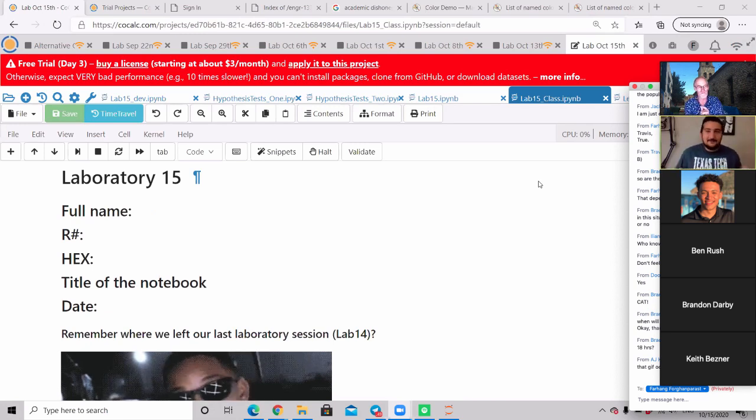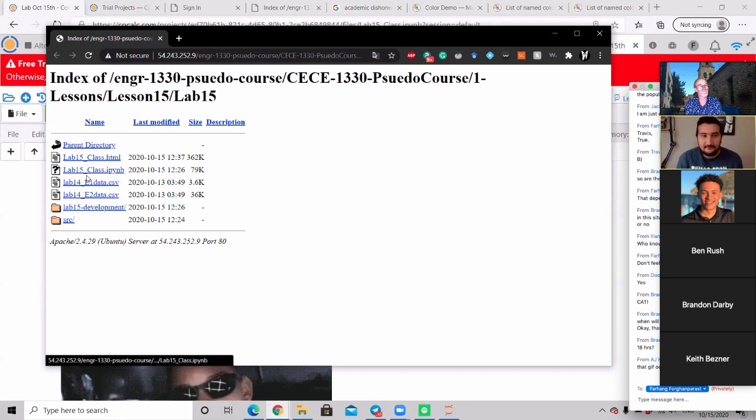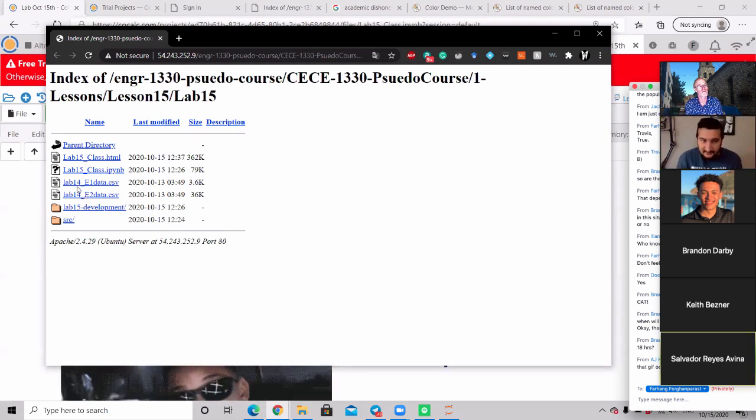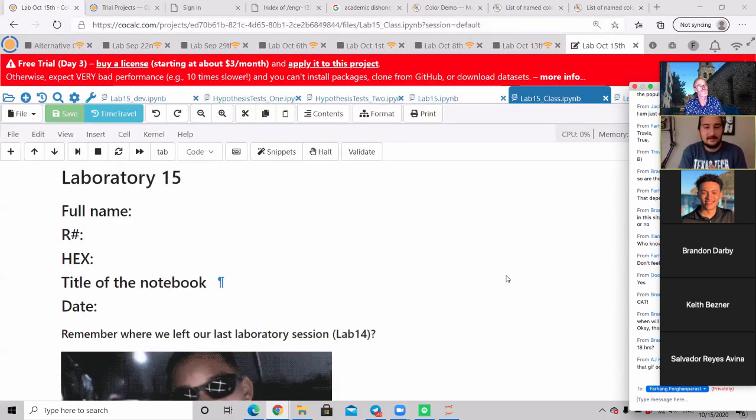So, as I said, for Lab 15, you are going to need the Lab 15 underscore class.ipynb file as your notebook, and then these two CSV files, which are identical to the ones that we used for our Tuesday session: Lab 14 underscore E1 data and Lab 14 underscore E2 data. I hope that by this moment you have all these, so we're going to begin our Lab 15 session.